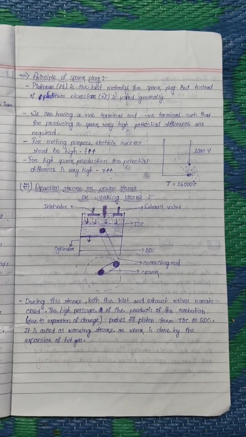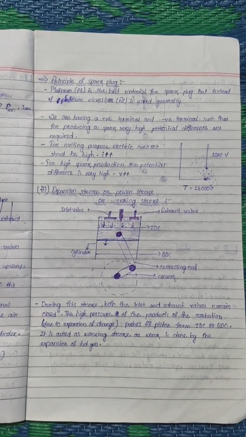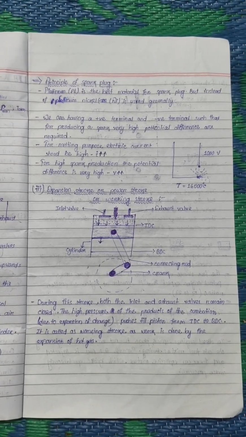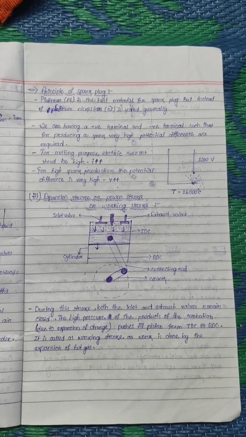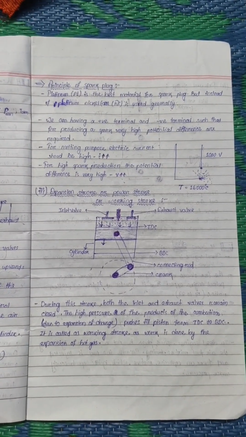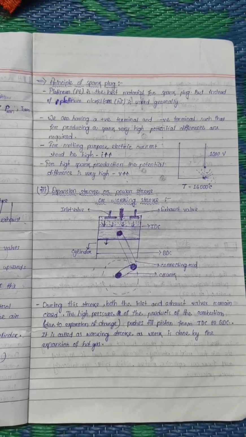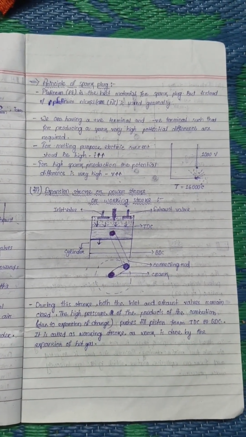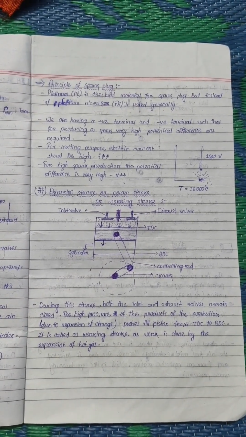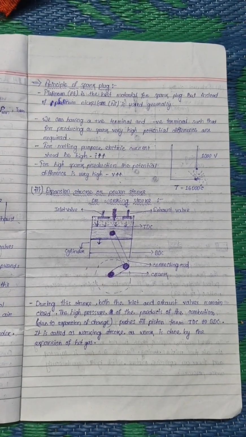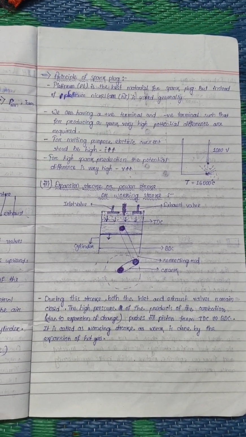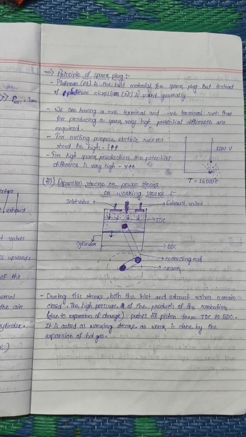Principle of a spark plug. Platinum is the best material for a spark plug, but instead of platinum, nickel is generally used. We have a positive terminal and a negative terminal, such that for producing a spark a very high potential difference is required. For melting purposes, the electric current should be high. For high spark production, the potential difference is very high.